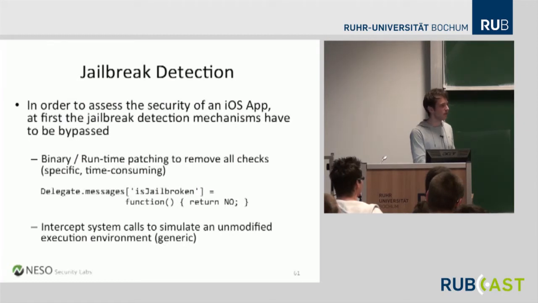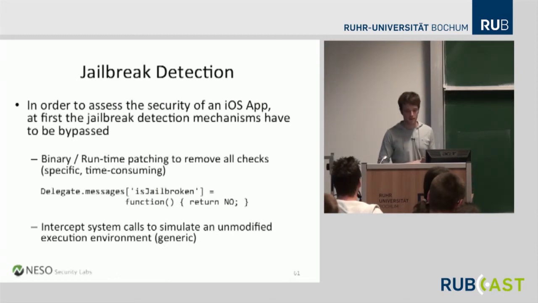There's a method which is called isJailbroken. It returns yes on a jailbroken device and no on a non-jailbroken device. To bypass this, you could just use a script so that every time your instance receives this method, it just returns no. It's the simplest bypass of a jailbreak mechanism.